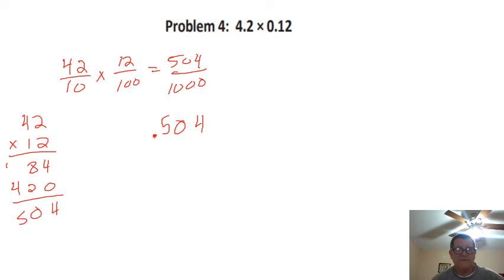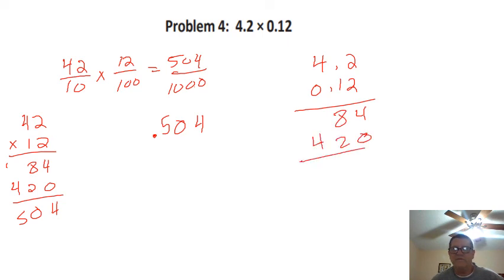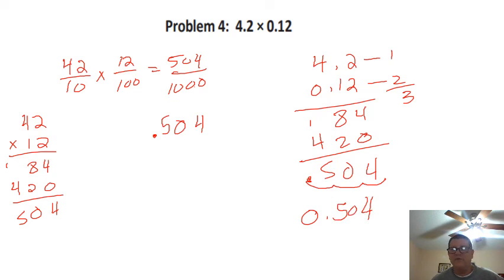Now let's do the last one over here. 4.2 times 0.12. And 2 times 2 is 4. 2 times 4 is 8. But our placeholder, 1 times 2 is 2. 1 times 4 is 4. We add them up. 4, 10, and 1 is 5. And we can see we have 1 decimal place on this factor and 2 on that one for a total of 3. So starting all the way over here on our right hand side, we're going to count 1, 2, 3, and we know 0.504 or 504 thousandths.